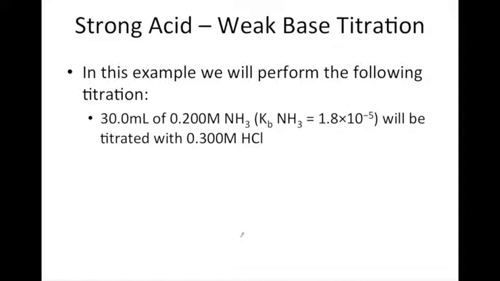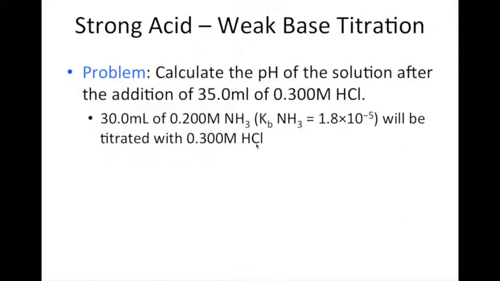So here's the setup that we're going to be analyzing in this problem. We're going to say that we had a 30 mL sample of 0.200 molar ammonia in our flask. And here's the Kb for ammonia. And we're going to be adding a certain volume of 0.300 molar HCl, which we'll represent as hydronium, since that dissociates completely.